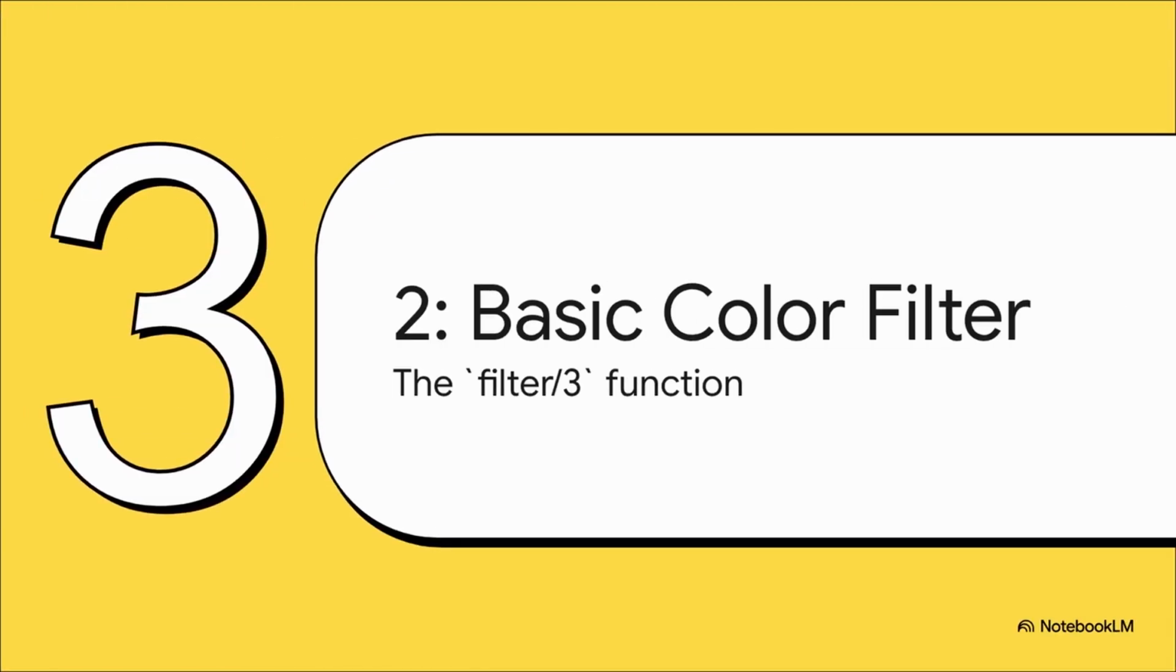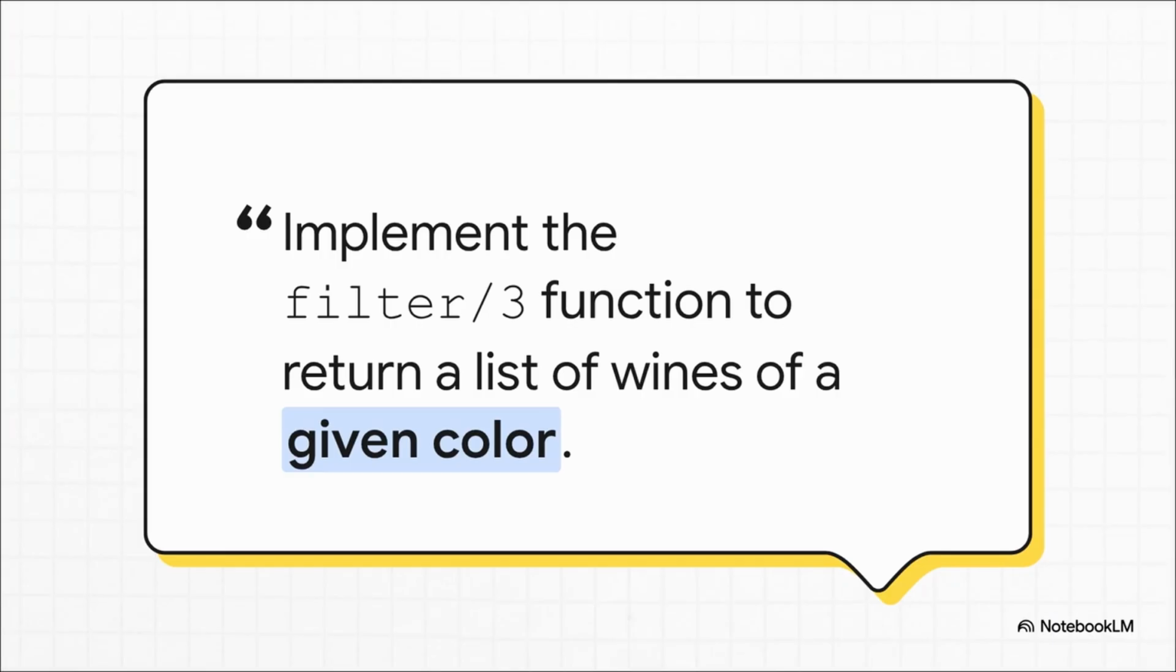Okay, now for the core of the exercise, actually creating the filter function. We're going to start simple with a basic implementation that just filters by a single color. So the task is to build a filter function that takes 3 arguments: a list of wines, a color, and a list of options. For right now, all it needs to do is just find and return all the wines that match the given color.